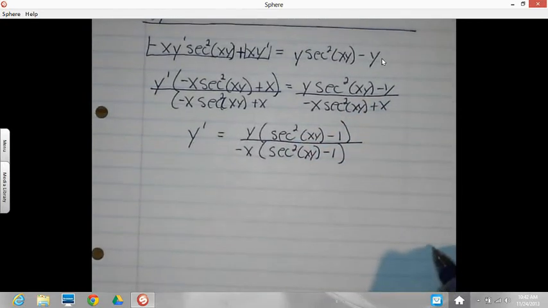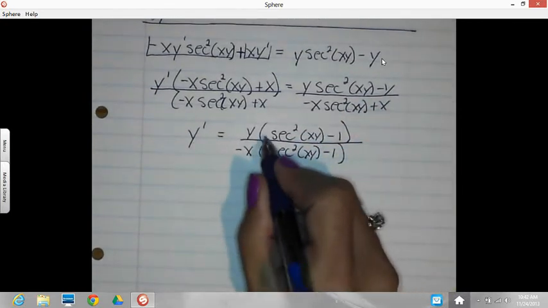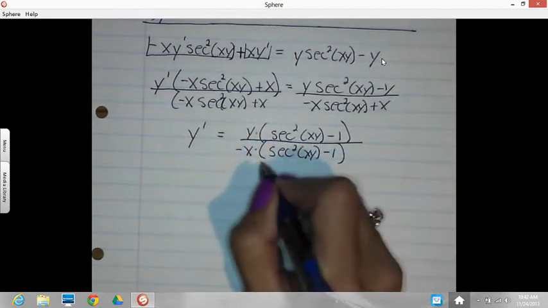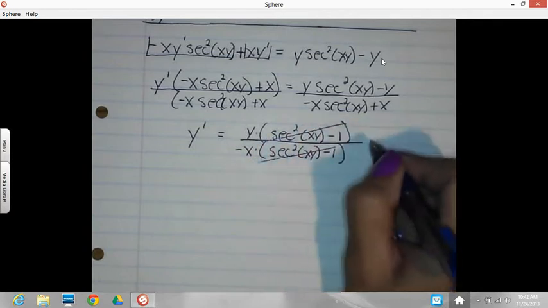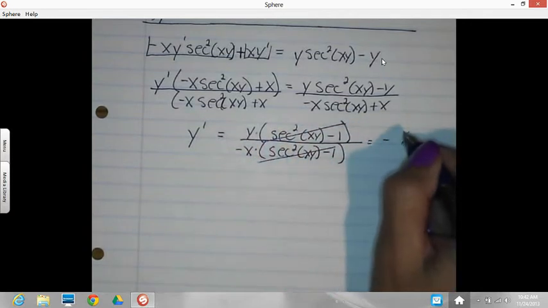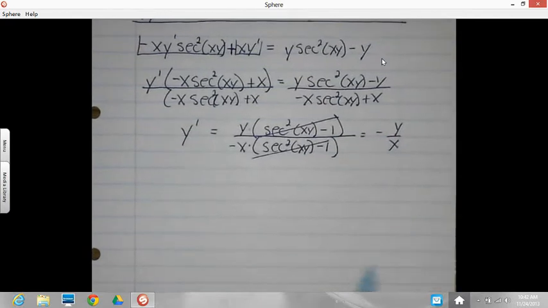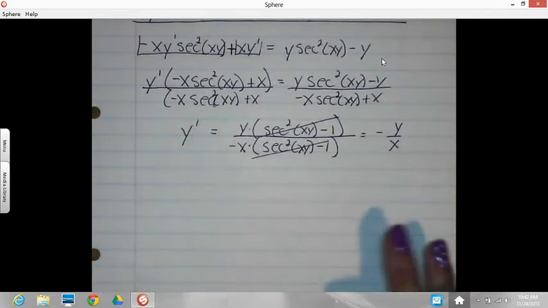And what that does for me is it allows me to now, because it's this quantity times by x and times by the y, I can cancel those out. Simplifies to negative y over x. Okay, just about there.